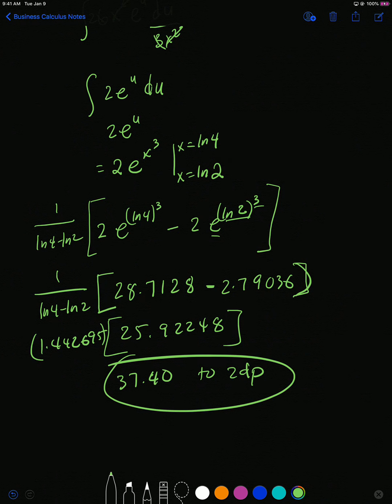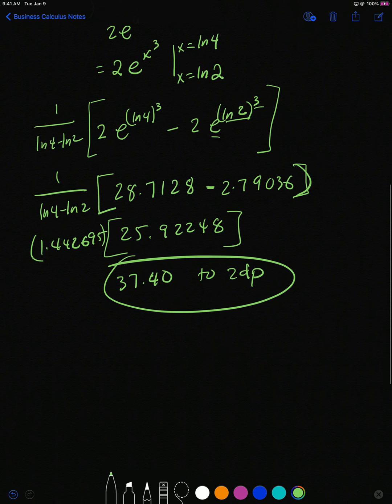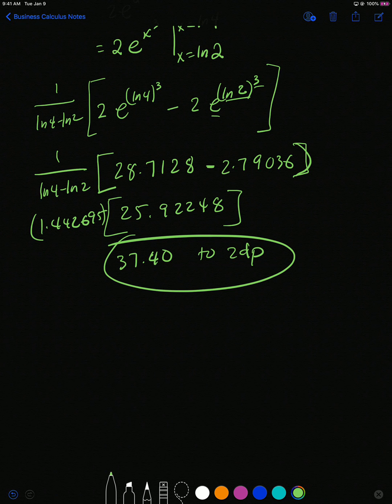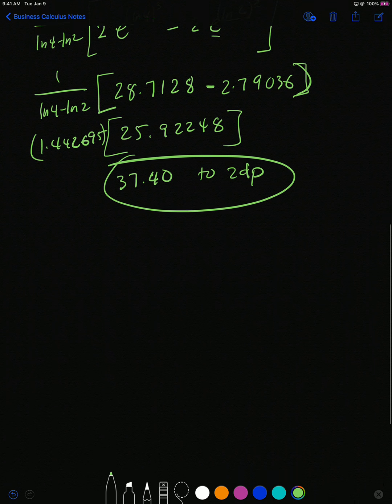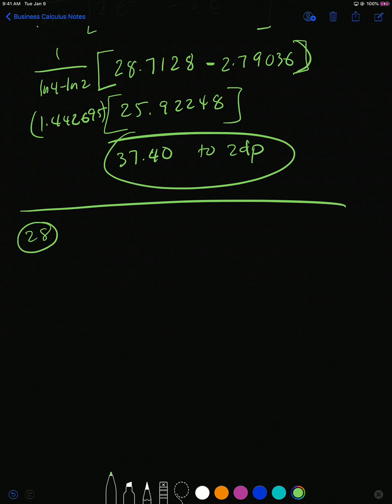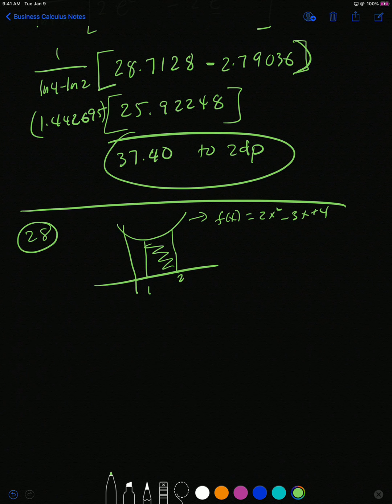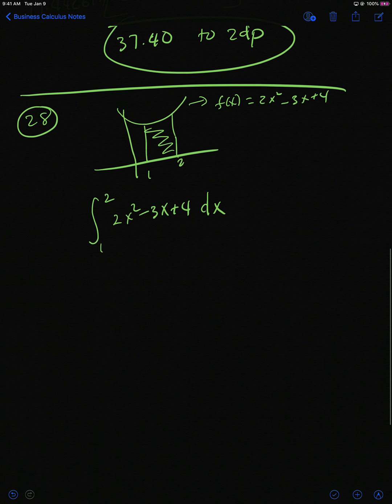All right, so that's number 27. Questions number 28 and 29 are find the area under the curve. So for number 28, I have a curve that looks like this. The equation is f of x equals 2x squared minus 3x plus 4, and it's going from 1 to 2. I gotta find this area in here. So that's the integral from 1 to 2, it's a definite integral, of 2x squared minus 3x plus 4 dx, and then you work out the definite integral from there.